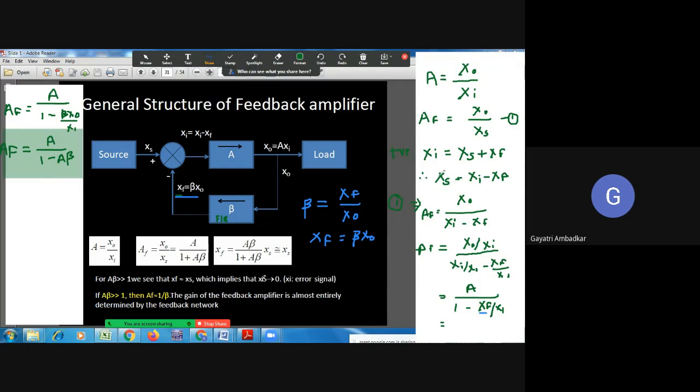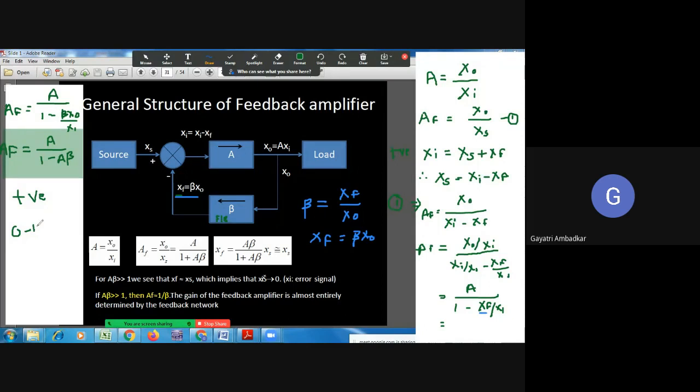Look here, my input signal is XI is equal to XS plus XF, right? It means this is a positive feedback. So gain of positive feedback is A upon 1 minus A beta, where A is what? What does A indicate? Gain of amplifier without feedback. Beta is the gain of feedback network, and remember beta is always between 0 to 1.